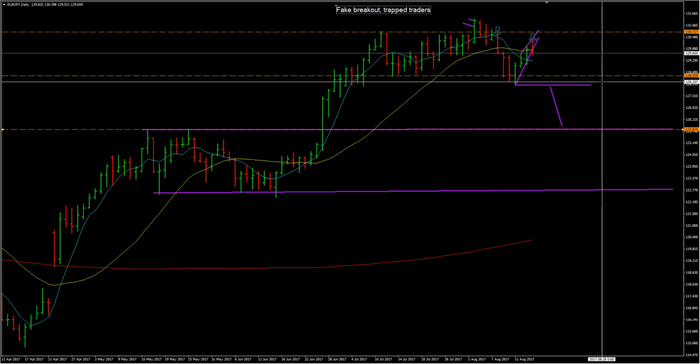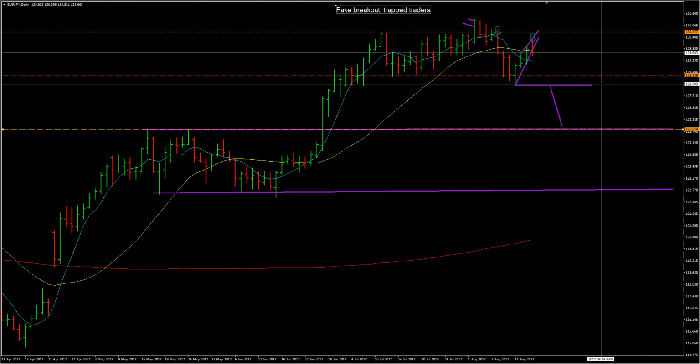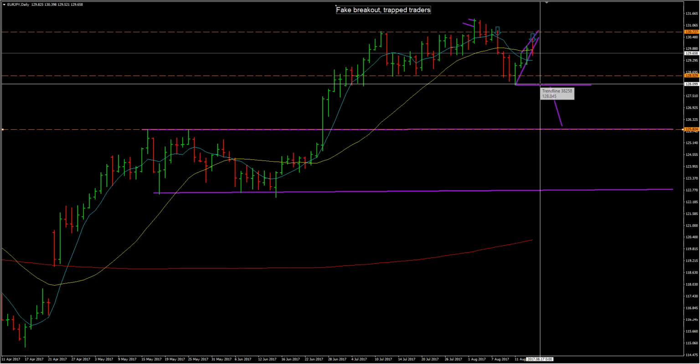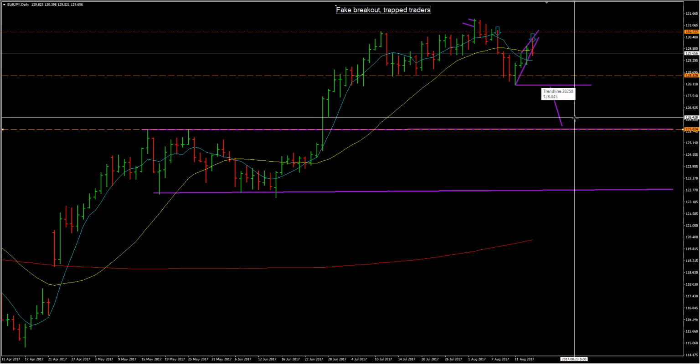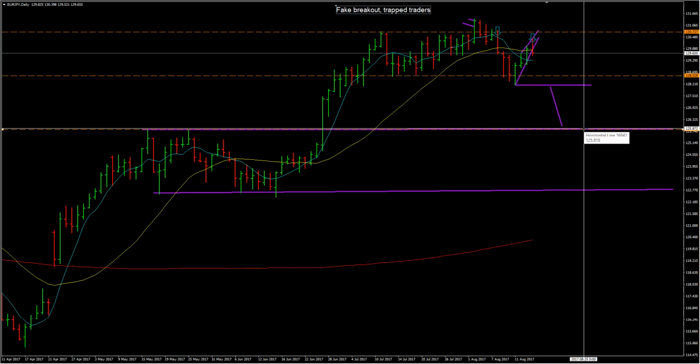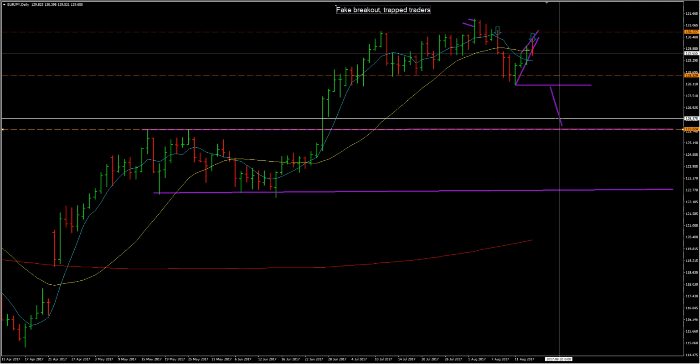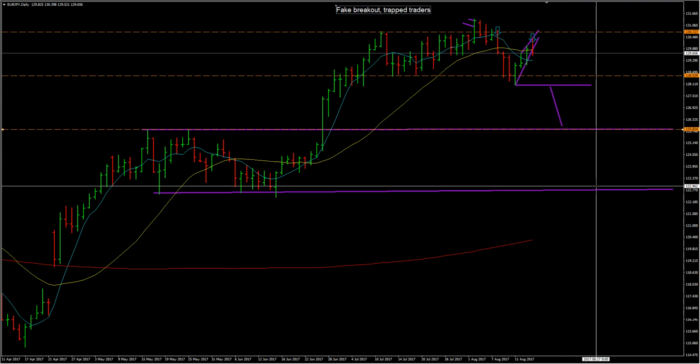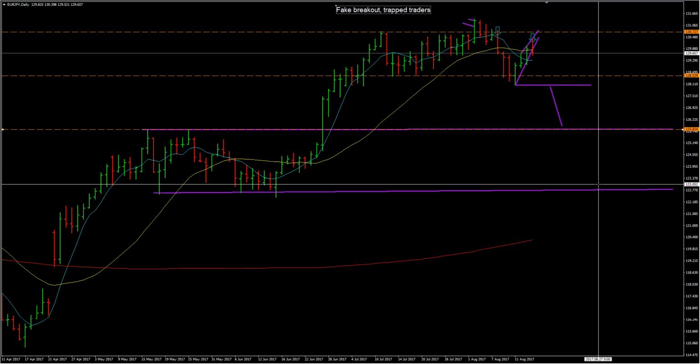And I just wanted to alert you about the potential trading idea here for Euro Japanese yen, and pay attention on 128 level, pay attention on 126 level, and later on, even if we got a strong Japanese yen, we can go for 123.